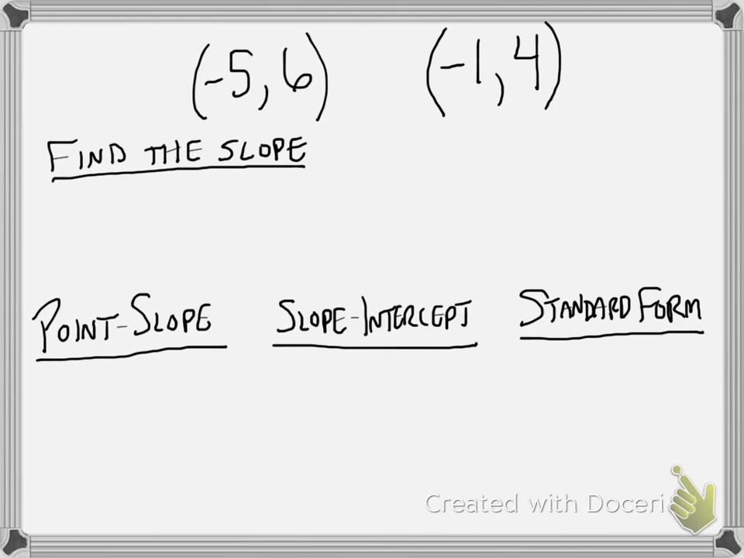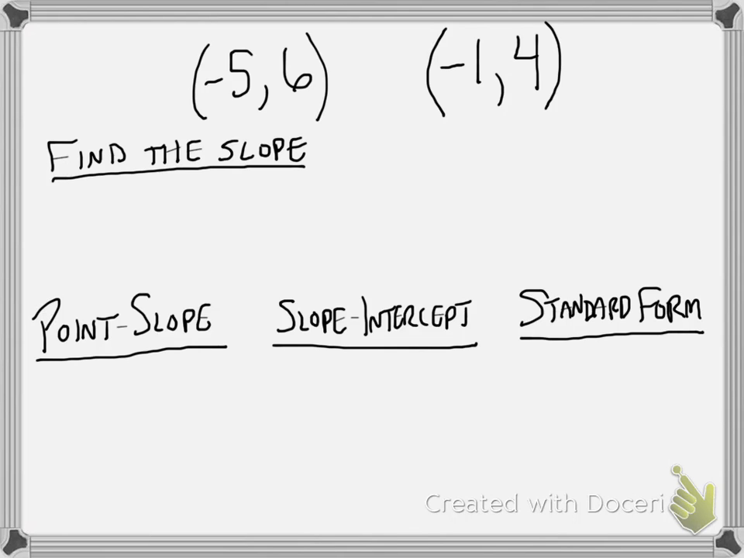Example 4, the first example on the back of your notes, asks us to write the equation of the line that goes through these 2 points. So we want to go through negative 5, 6, and negative 1, 4. Just like in example 3, the first thing I need to do is find the slope. We're going to find the slope by using our slope formula. We wrote it out in example 3, but here I just want to plug it in.